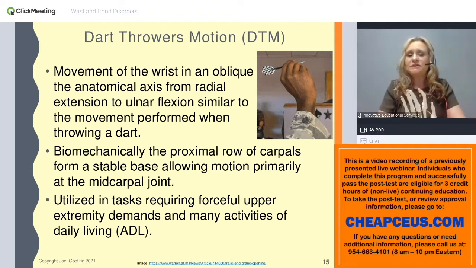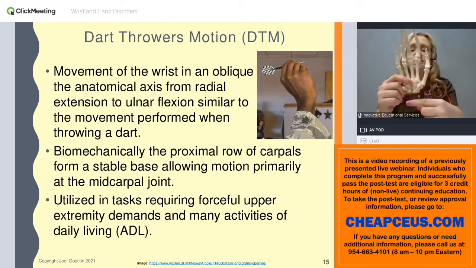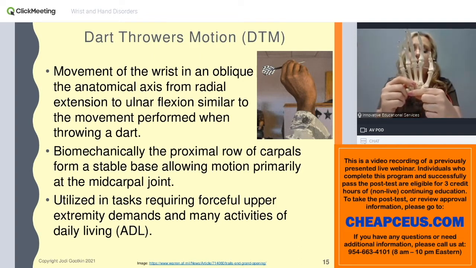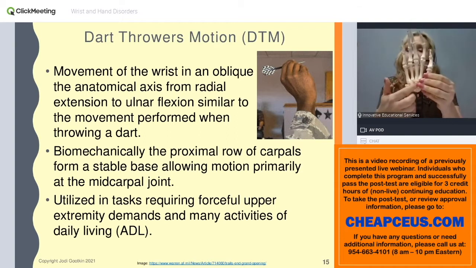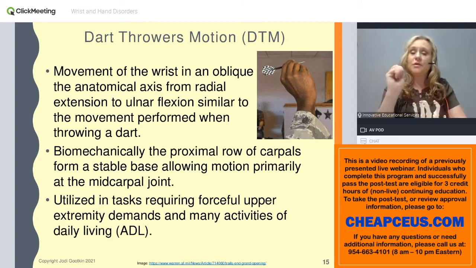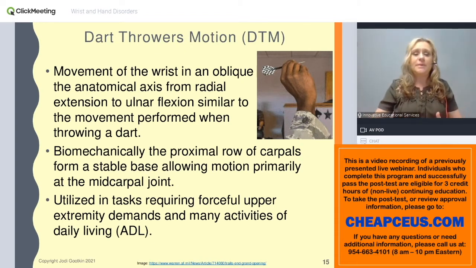They looked at the proprioceptors, and they found that those proprioceptors in the ligaments for stabilization were not present, that the proprioceptors were more located in the ligaments that stabilize that mid-carpal joint and those carpals that move in the dart thrower's position. And that is relevant because those proprioceptors are what trigger muscle movement and give feedback for those different movements.